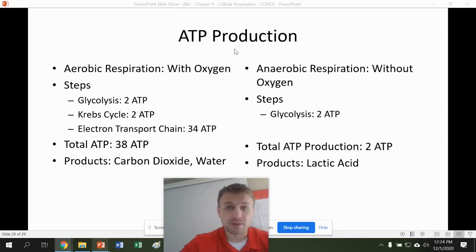If we compare ATP production between aerobic respiration and anaerobic respiration, we see that we make 2 ATP in glycolysis, 2 ATP in the Krebs cycle, and 34 ATP in the electron transport chain for the aerobic respiration. That makes 38 ATP per glucose molecule, which is a lot. Our byproducts here are carbon dioxide and water. With lactic acid fermentation and alcohol fermentation, we aren't using oxygen, which means we only make 2 ATP. So again, we make a lot less ATP here, but remember, it's better to make a little bit of ATP rather than no ATP.